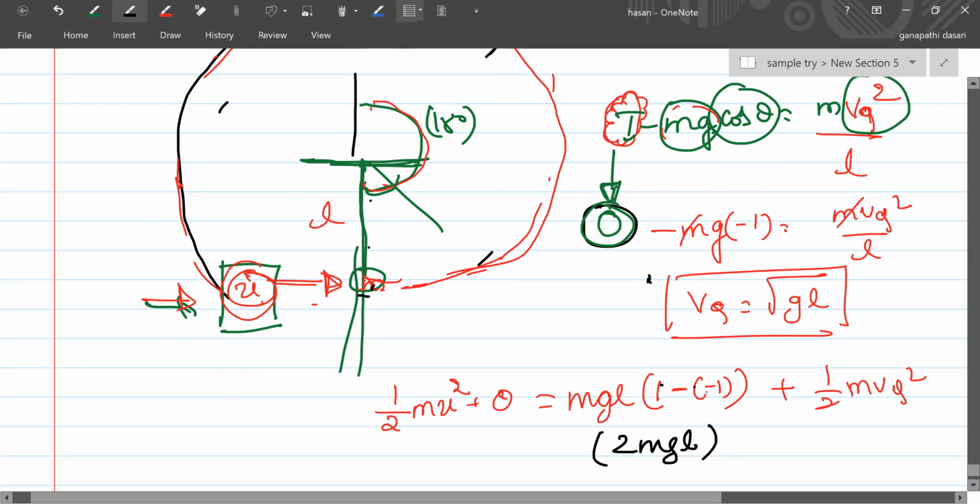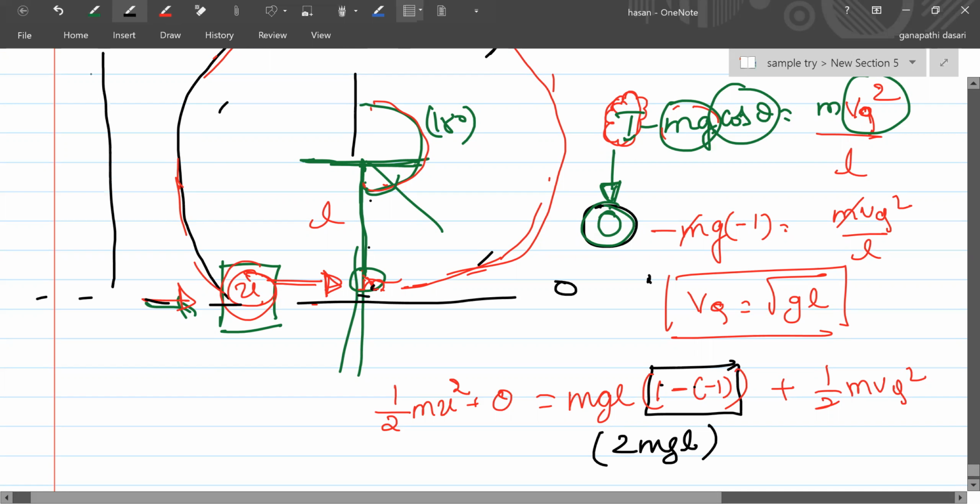1 minus into minus. Are you getting this? Yes, sir, we are getting. Simply, otherwise also you can write easily without considering this formula and all. So what is the potential energy here? 0 is considered here. What is the height here? 2L, right? mg into 2L, right? Again, I got 2mgL, right? Yes, sir.